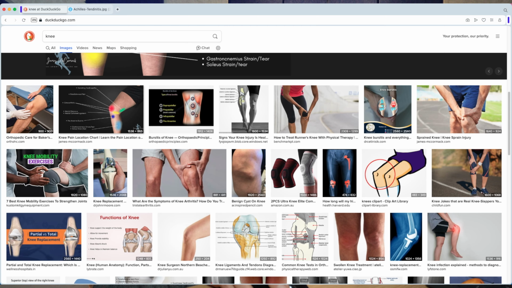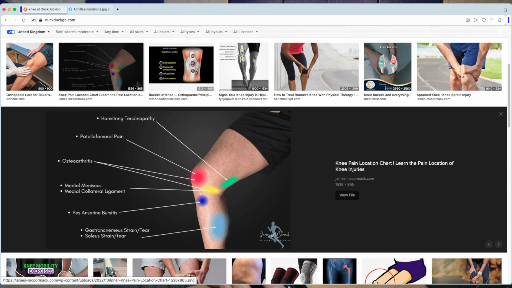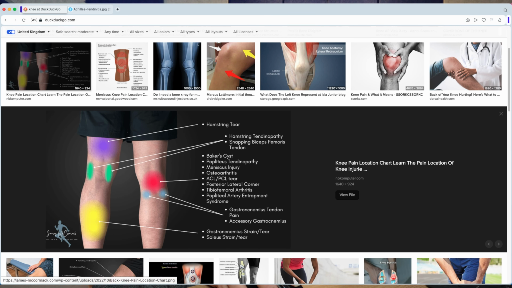Flares up, buy a support, test the support, run with the support, just kind of grin and bear the pain. Now, what I would recommend, if you have a problem with your knee, is actually see a professional, because if you look at, here we go, this was probably a pretty good diagram. These are just some of the many injuries that you can have that relate to your knee. It could be the front, could be the back, could be all kinds of things.